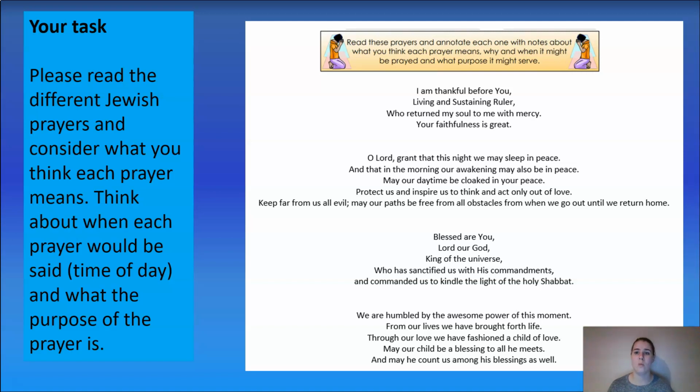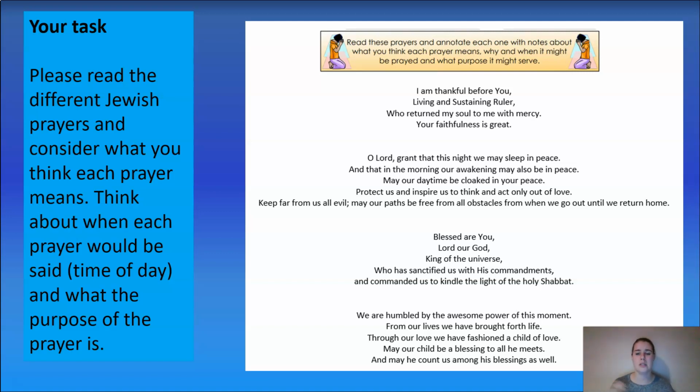Then I want you to think about why and when it might be prayed. Is there going to be a reason behind it? Is it a general prayer for day and night? Is it a prayer to protect somebody? Is it a prayer to make someone better again? Is it a prayer for forgiveness? Think about what those prayers might mean and what purpose they might serve. So why would someone want to say that prayer?